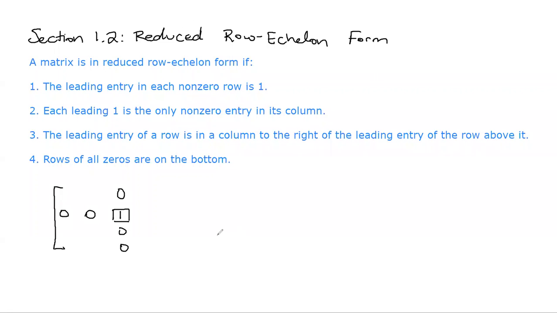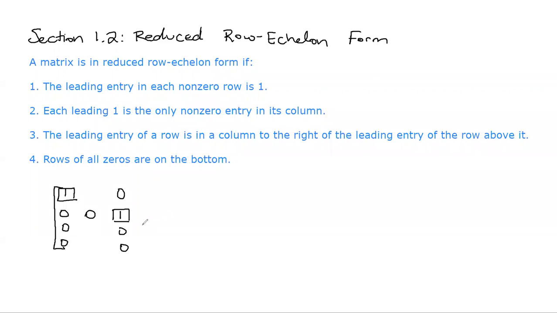The leading entry of a row is in a column to the right of the leading entry of the row above it. What that means is we're making sort of a quasi-diagonal. So if I have a 1 in this first column, that would be a leading entry. It would have to be above this 1 that I have in the third column. And let's go ahead and fill that column out with the zeros.